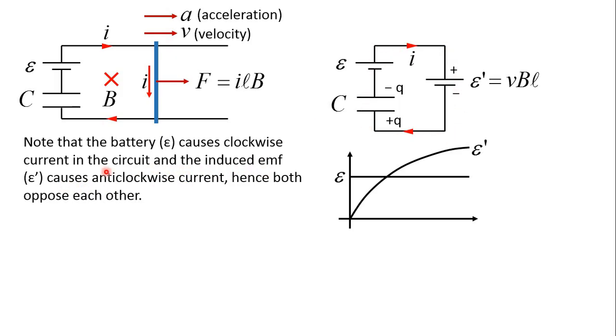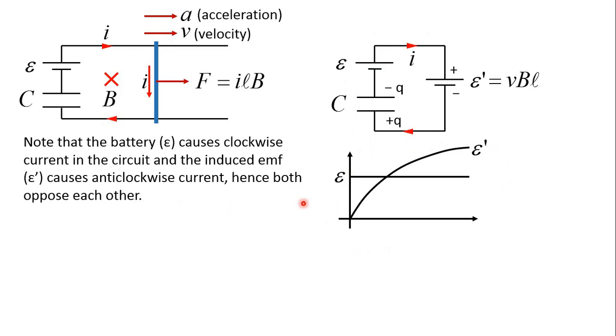And the induced EMF E dash, this one, because its positive terminal is on the upper side and current will be going out of the positive terminal like this, the current is anti-clockwise current. So the battery already present in the circuit is going to develop a clockwise current, but the induced EMF is going to develop anti-clockwise current. So both of them are opposing each other.